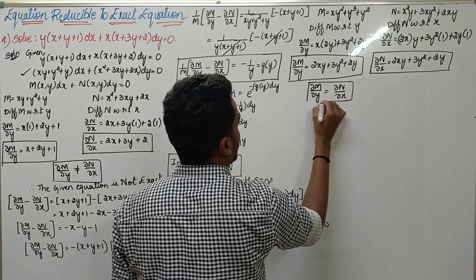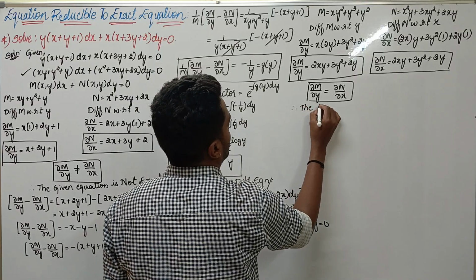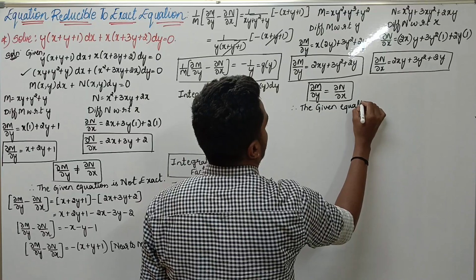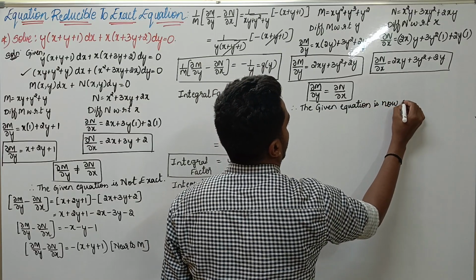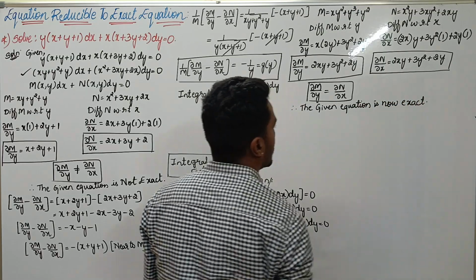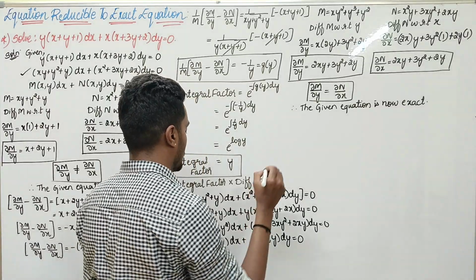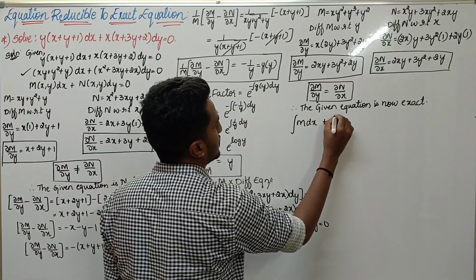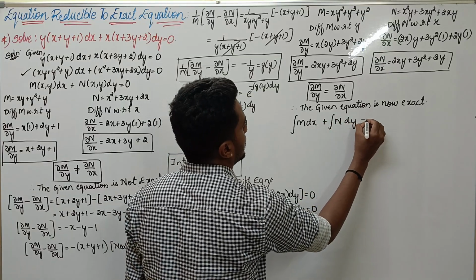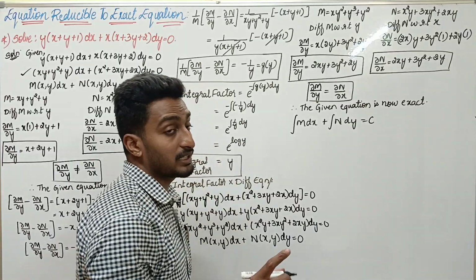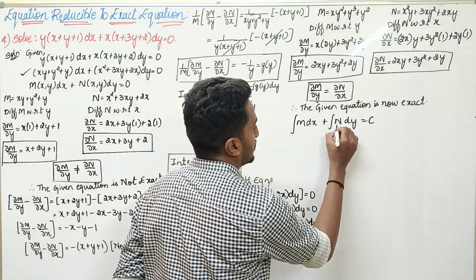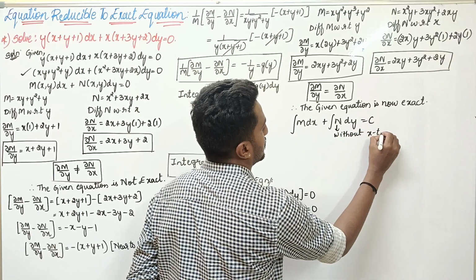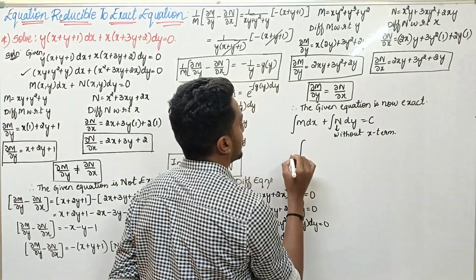If these two are the same, then we can conclude that the given equation is now exact. After this, I need to integrate the function. So, integral M dx plus integral N dy equal to c. But while considering N, I need to consider only the terms without x.